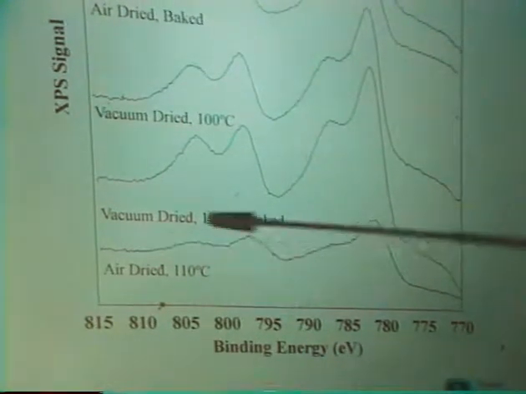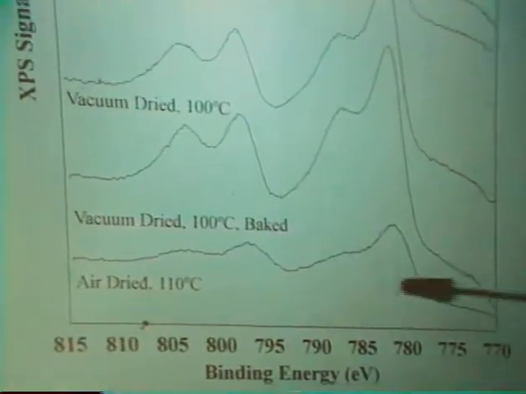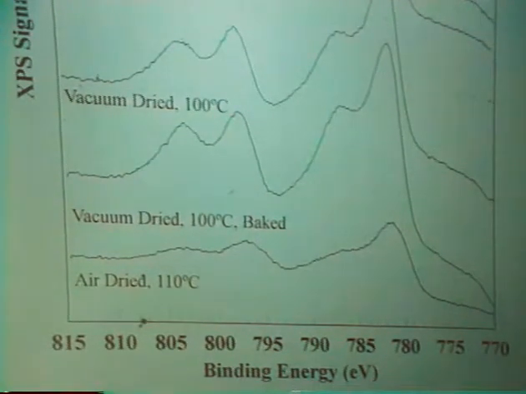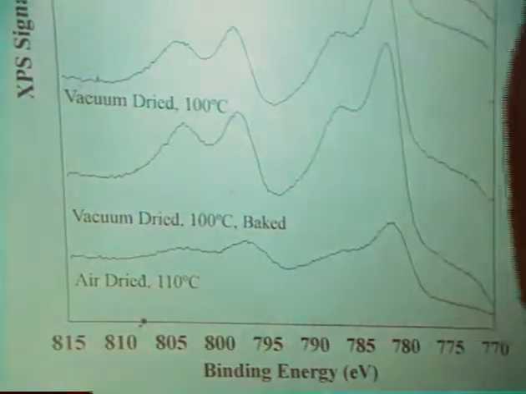If we look at a vacuum-dried sample that has been baked, we see a further increase in the cobalt 2p intensity, and again, this is assigned to further redispersion of the cobalt nitrate during this vacuum drying of the cobalt on silica sample.